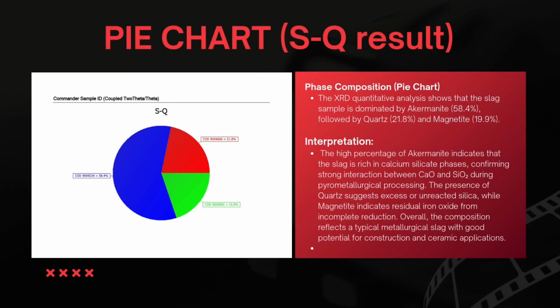Based on the XRD quantitative analysis, the slag sample consists of three main phases. The dominant phase is akermanite at 50.4%, followed by quartz at 21.8% and magnetite at 19.9%. This composition indicates that the slag is rich in calcium silicate with presence of silica and residual iron oxide.